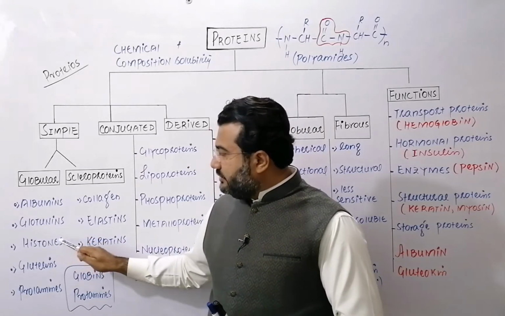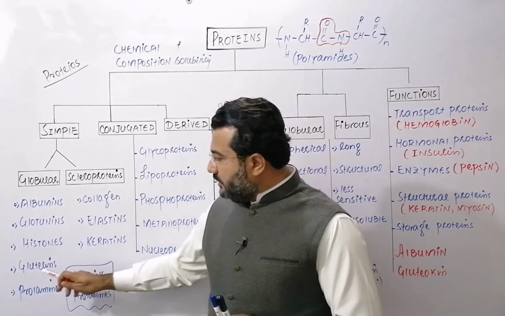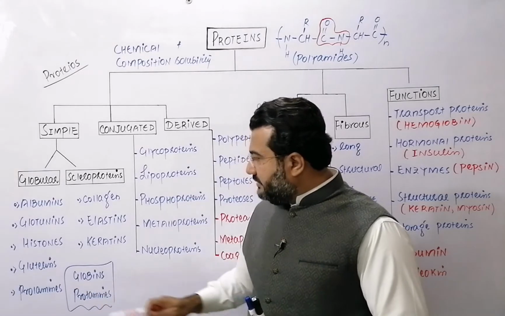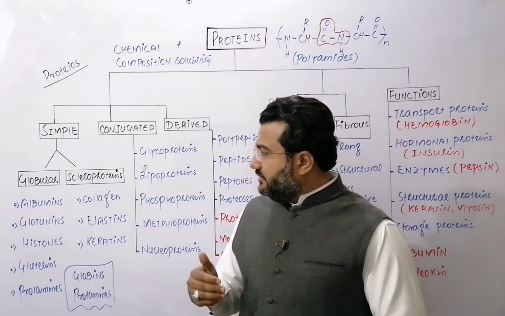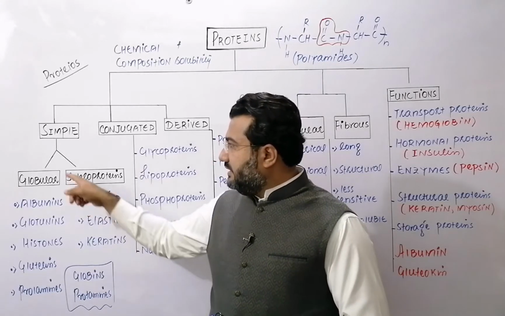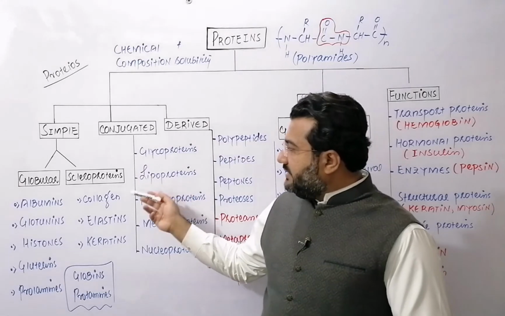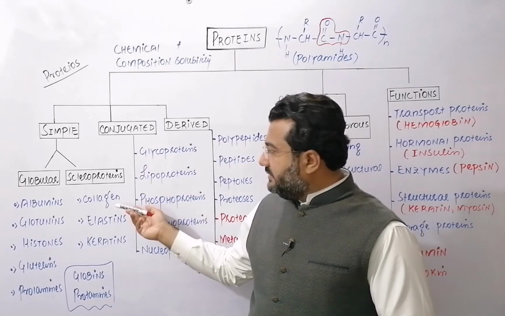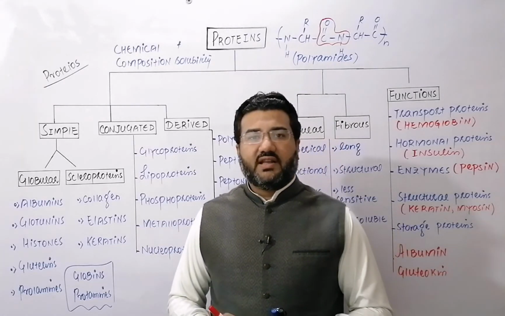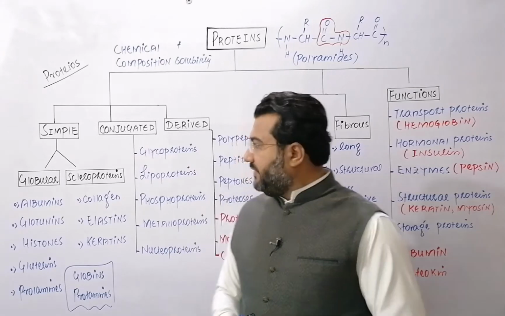Globulins, glutenins, histones, which are an important part of the chromosomes as well, prolamines, globins, and protamines. So these are the subclasses of the simple proteins and of the globular protein. Now the scleroproteins involve collagen, elastins, and keratin. And dear students, you know that keratin is the protein which makes your nails and hair.